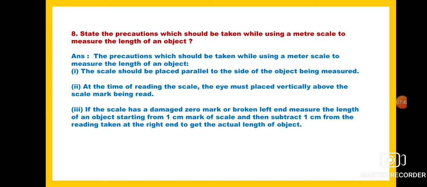to get the actual length of an object. For example, you want to take the length of a straight line. Suppose your scale's 0 mark has been omitted, or it has been broken. So you are taking the reading from 1 centimeter, and on the right side where the line ends, suppose you have got 12 centimeter of length. So what will be the actual measurement of that straight line? 12 centimeter minus 1 centimeter, since you had started from 1 centimeter. So it will be 11 centimeters. So the length of the straight line will be 11 centimeter.